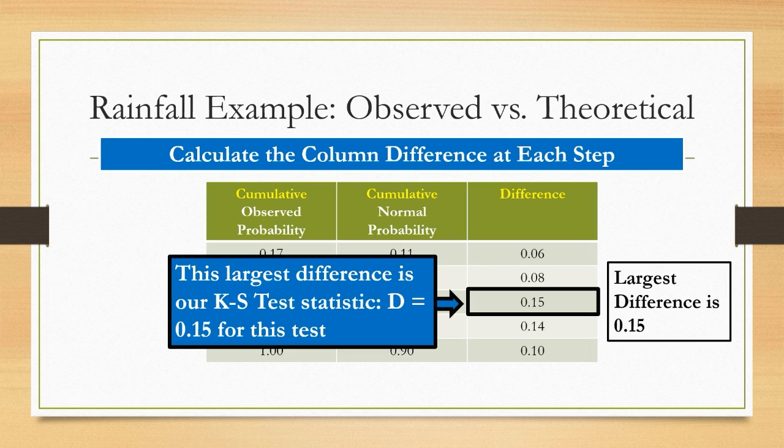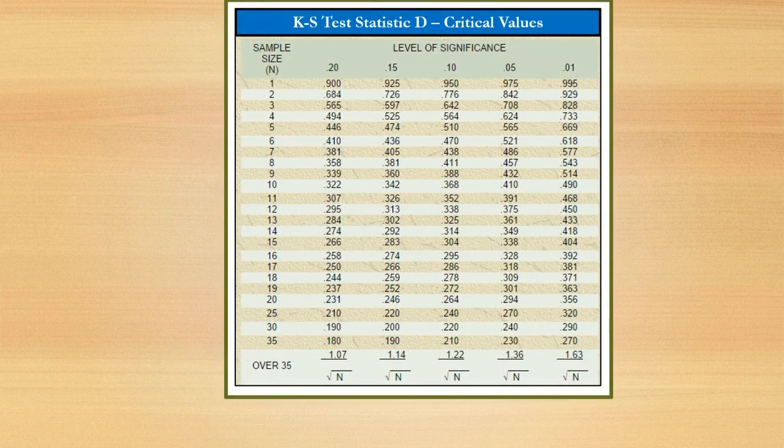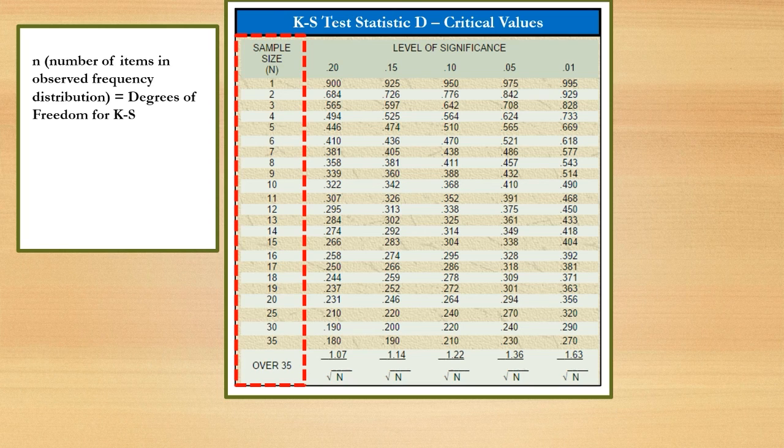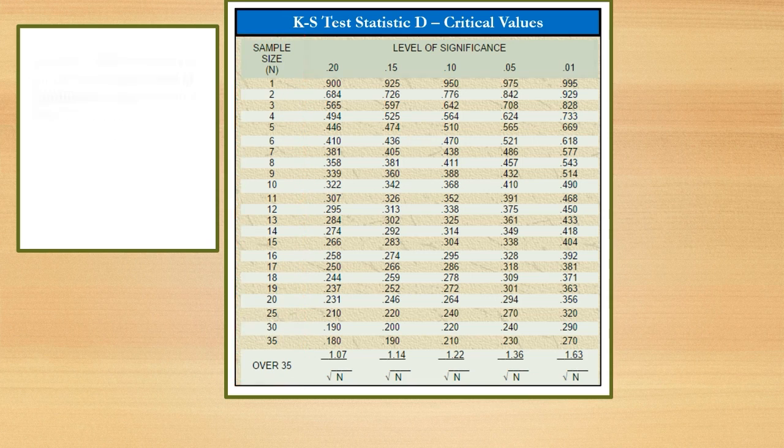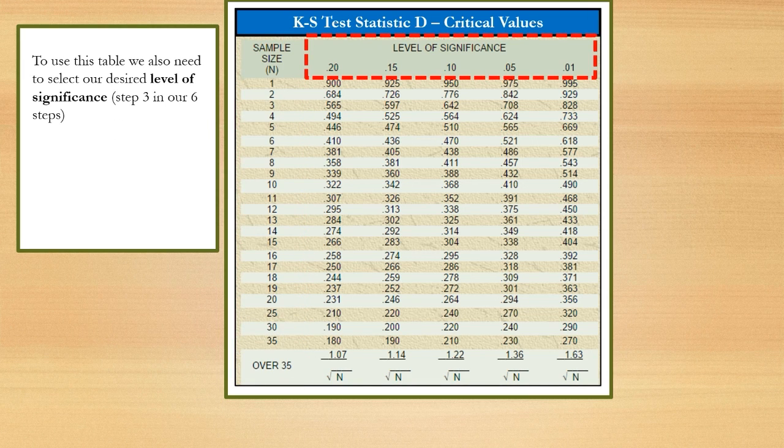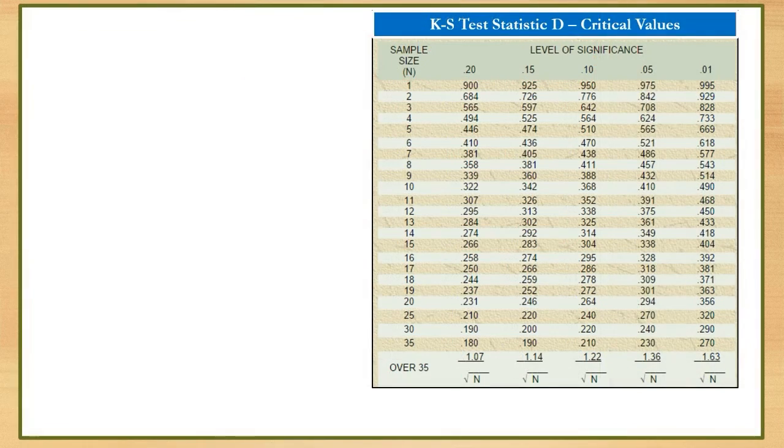So it's actually a pretty simple methodology for completing the calculation. It's not really a formula; it's more a process to get to the end that we need. Then we can go to our KS test statistic D critical value table, and the number of items in the observed frequency distribution is the degrees of freedom. In our particular case, n equals 30 for the data set that we've been dealing with. And then, of course, we need to select our desired level of significance.